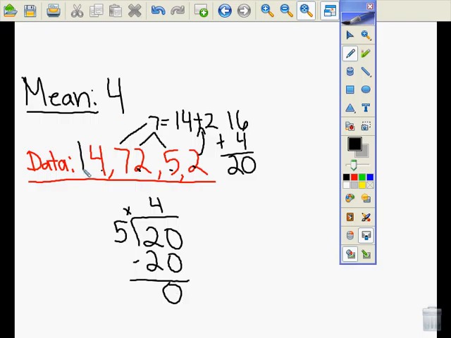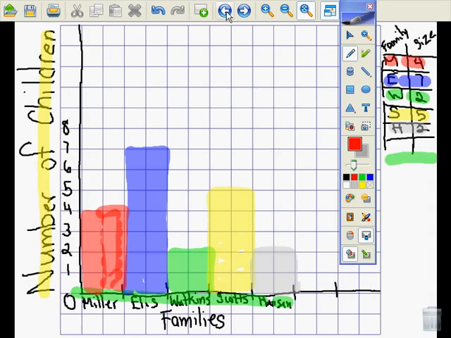So again, you add up all of your data, and then you divide it by how many pieces of data you have. Let me put a comma here, because otherwise it looks like 72. So that's how you find the mean for the data that we were just looking at. So the mean for this is 4.